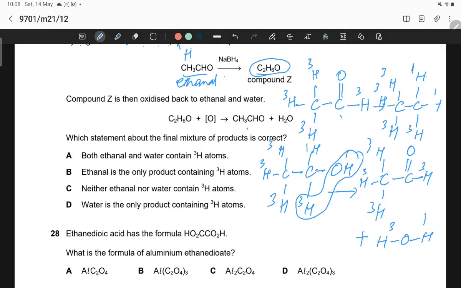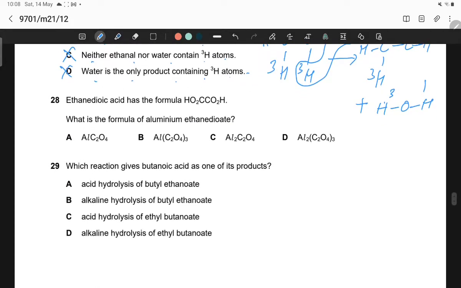Which statement about the final mixture of products is correct? Both ethanol and water contain H3. This could be correct. Ethanol is the only product containing H3 atoms. This is incorrect. Neither ethanol nor water contains H3 atoms. Water is the only product containing H3. This is also incorrect. So option A is correct.